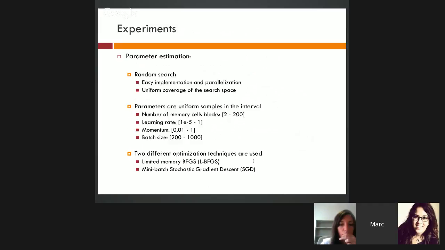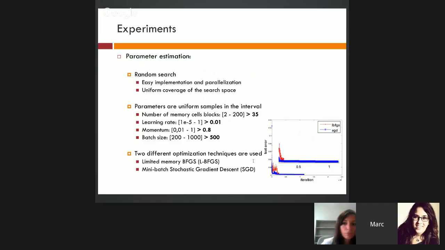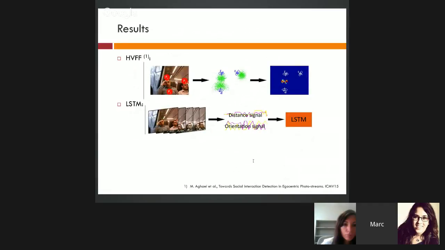The different parameters that we tried to adjust were the number of memory cell blocks, learning rate, momentum, and batch size. We also have used two different optimization techniques: limited-memory BFGS and mini-batch gradient descent. By using those parameters, here you can see that the model finally converged using both of the optimization techniques. And let's go to the results.